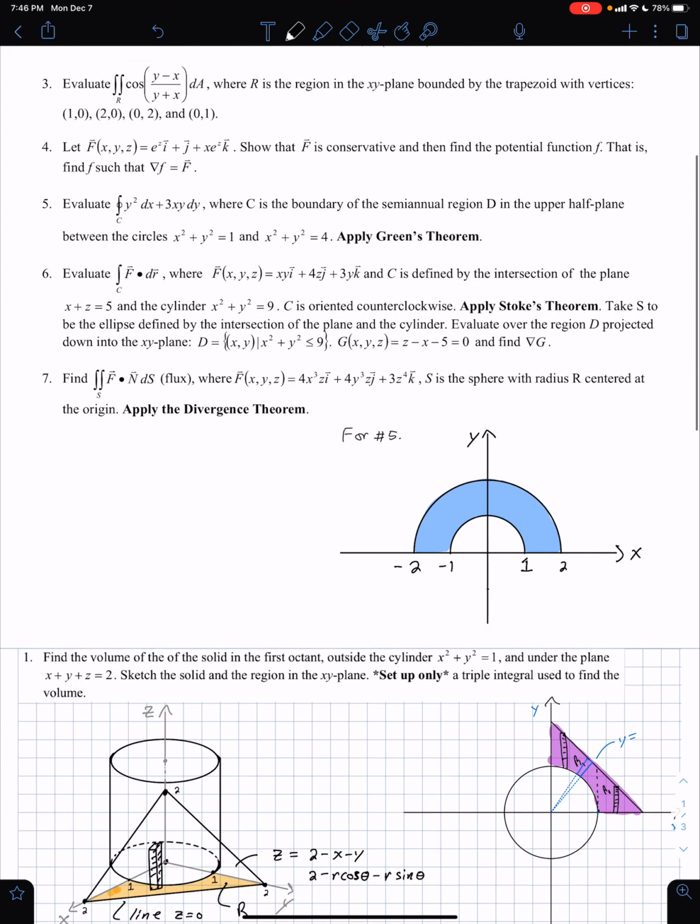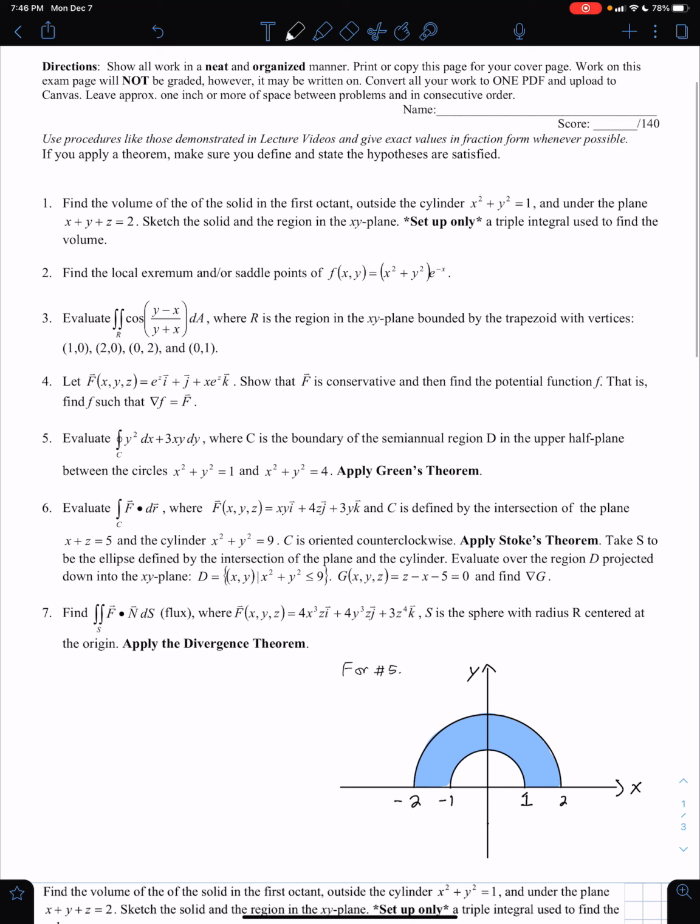Okay, let's see what else we got. So that's 1, 2, 3. Let's go ahead and stop there. We'll say, so this is all the newer stuff. 4, 5, 6, and 7. This is all on chapter 16. This is the previous chapter. So this is all on vector fields and vector analysis type stuff. It's called vector calculus and all that.